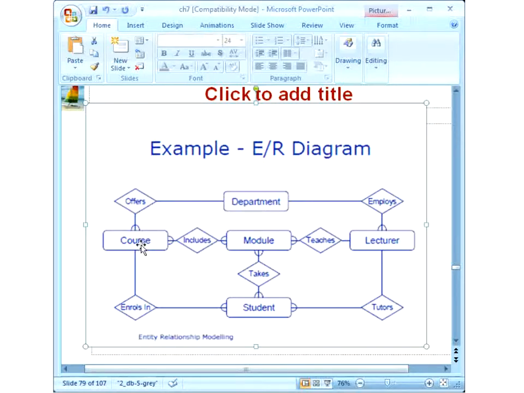Each department offers many courses. One course includes many modules, and one module can be included in multiple courses. Each module is taken up by many students, and one student can take many modules. One course contains many students, is taken up by or enrolls many students, but one student enrolls in one course. If we are saying that it works, we can also have a many-to-many relationship, because a student can enroll in many courses too.